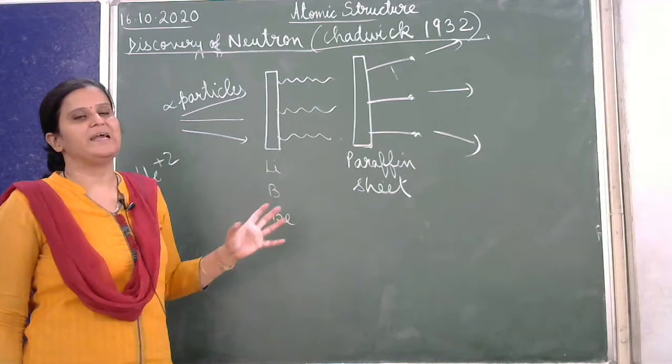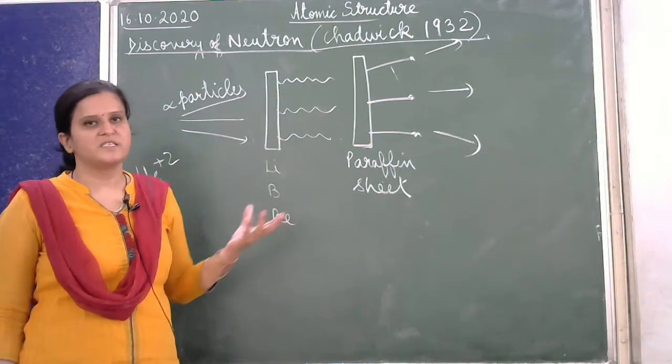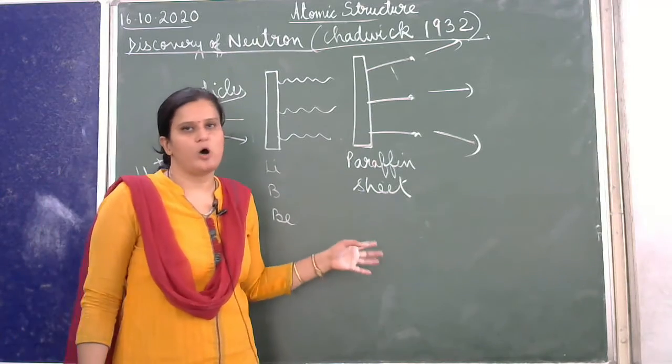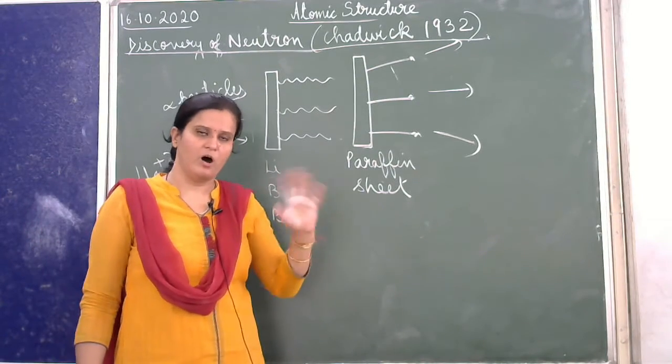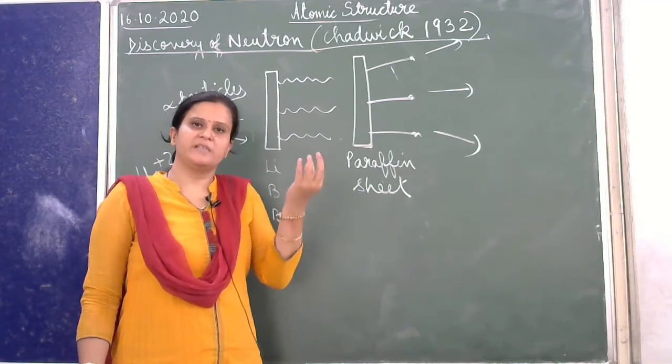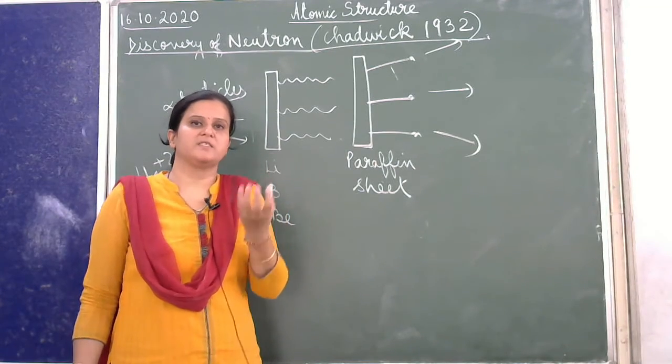So finally, the model which Thomson gave, that is the plum pudding model, was no longer verified, because the number of positively charged and the number of negatively charged particles show that the atom as a whole is neutral.